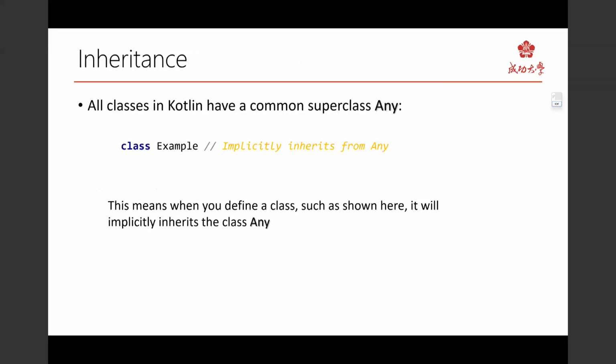Okay, before that, let's talk about inheritance. Sorry, I forgot about inheritance. As I mentioned in the previous hour, all classes in Kotlin have a common superclass, that is Any. This means when you define a class such as shown above, it will implicitly inherit the Any class.